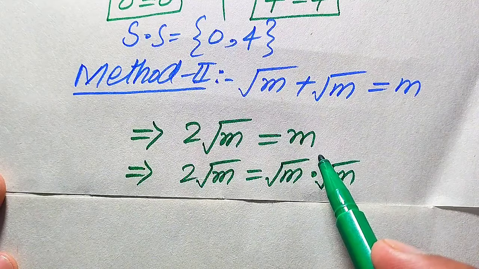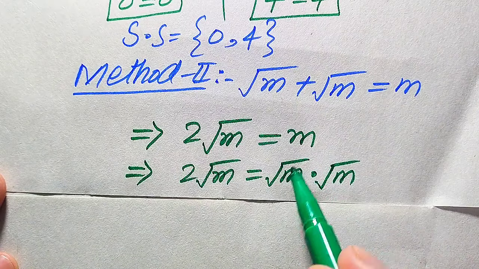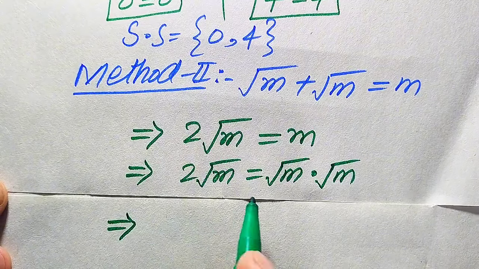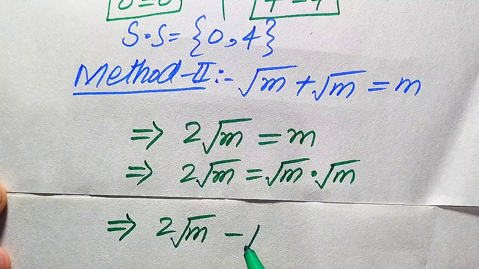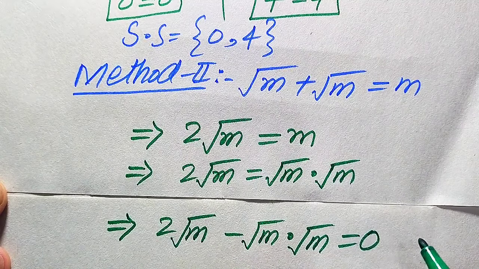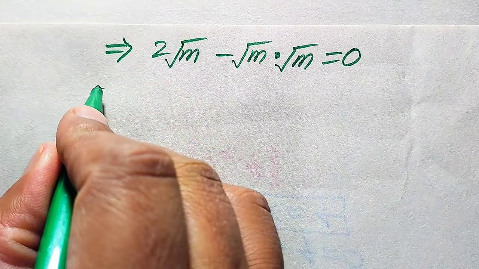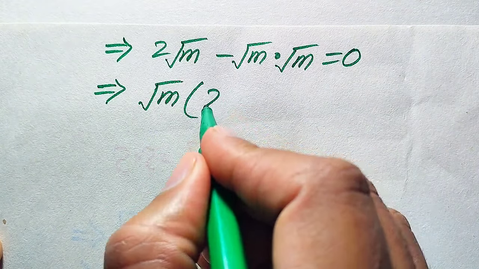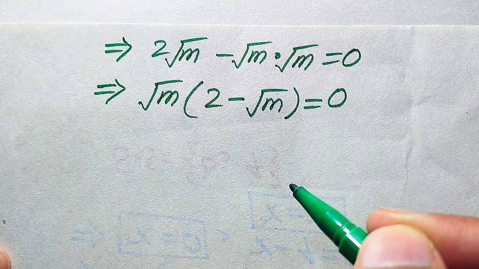So you know that we can write any number in the form of a product of two radicals. Okay, so we write this m in the form of these terms, and now we move the terms from the right hand side to the left hand side, and it will be written as 2 times square root of m minus square root of m multiplied by square root of m, and this whole equation is equal to 0. And now in the next step we need more simplification, and you see that both of these two terms involve square root of m, and the remaining values are 2 minus square root of m, and this whole equation is equal to 0.